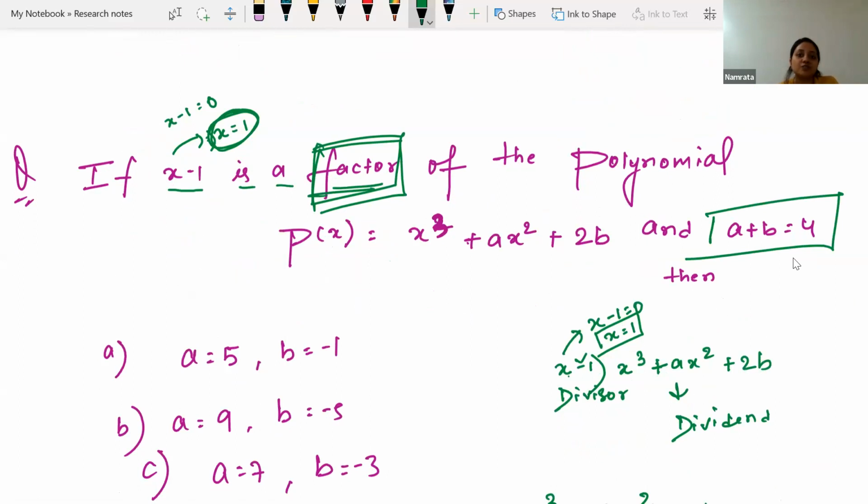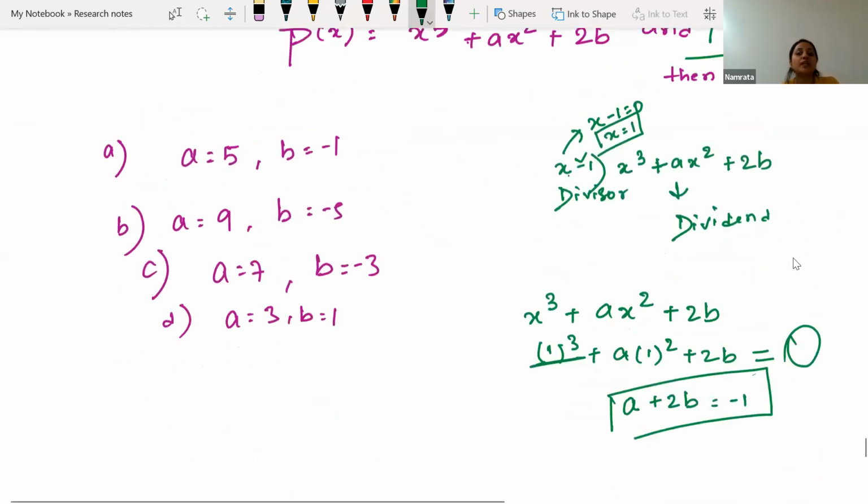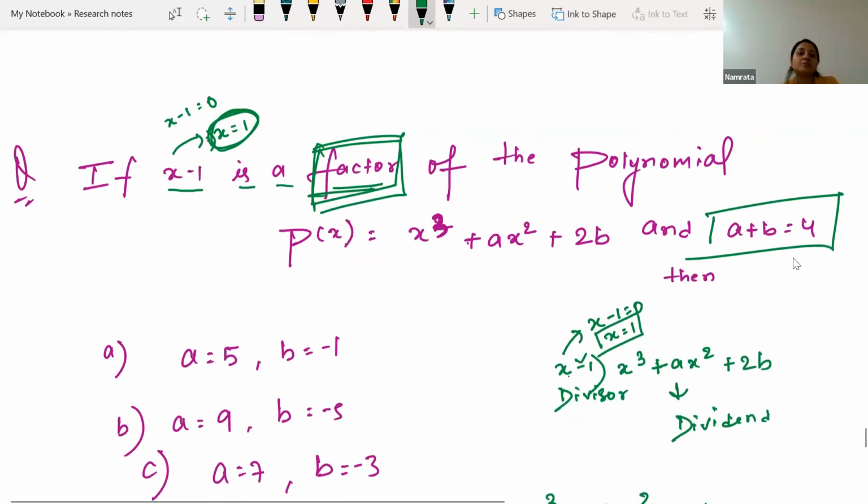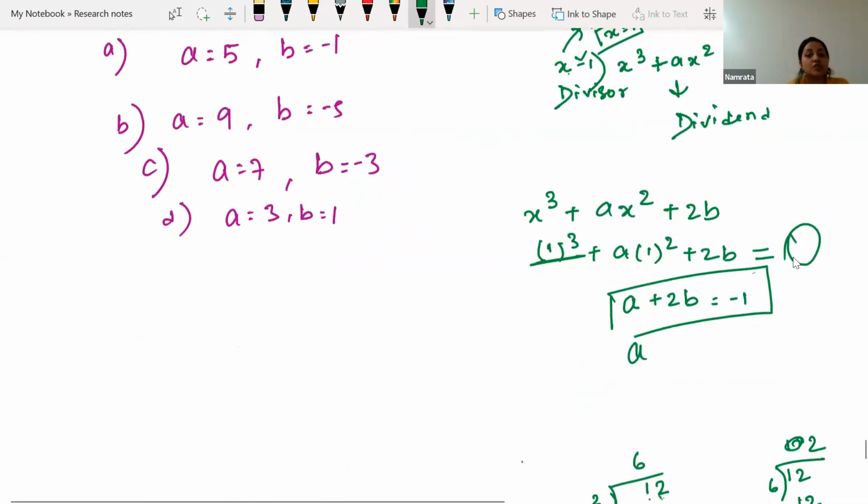A plus b is equal to 4. Why? So that you can find the value of a and b. One equation we have found by using the condition that x minus 1 is a factor of the polynomial, and one equation is already given in the question, that is a plus b is equal to 4.